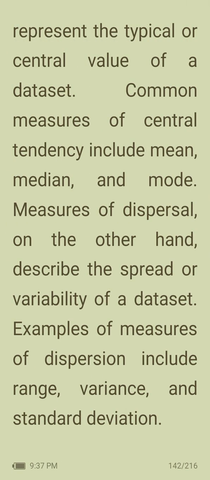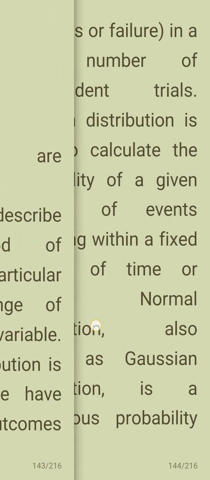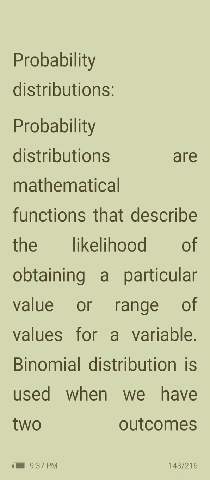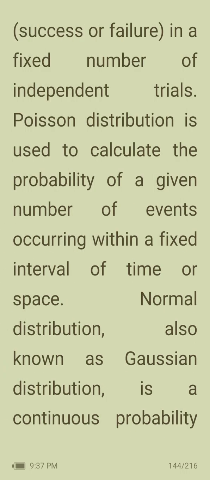Once again, let's recap probability distributions. Probability distributions are mathematical functions that describe the likelihood of obtaining a particular value or range of values for a variable. Binomial distribution is used when we have two outcomes, success or failure, in a fixed number of independent trials. Poisson distribution is used to calculate the probability of a given number of events occurring within a fixed interval of time or space.